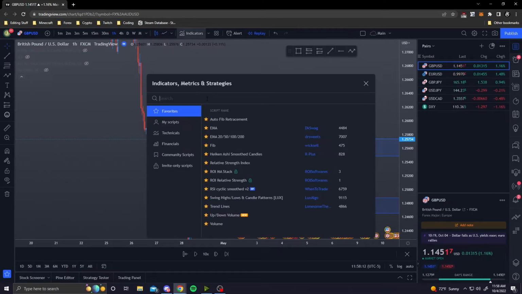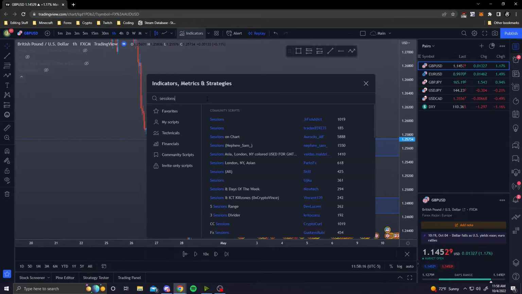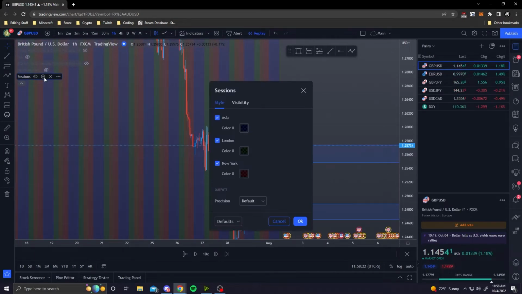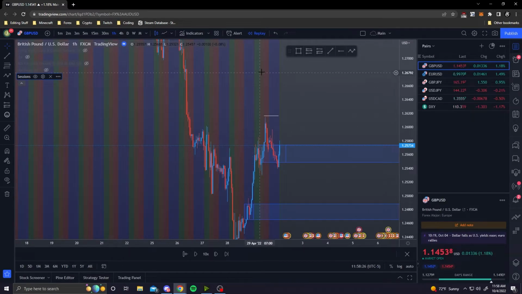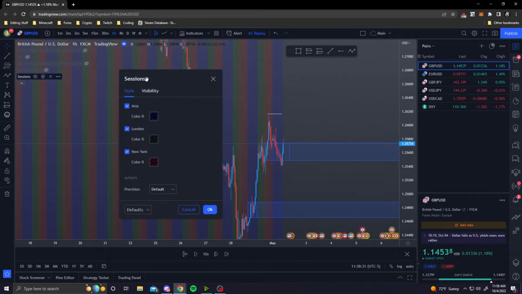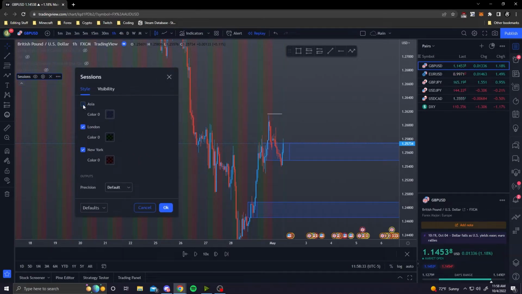My best tip, if that's the case, is to use an indicator, and it's super easy to just look up sessions. Boom, sessions. And all of a sudden you've got all these sessions. Now this one, okay, we've got Asia, London, New York, and then this orange part must be the overlap between London and New York. So if you don't trade Asia, say, I know I personally don't trade Asia, I trade London and New York.